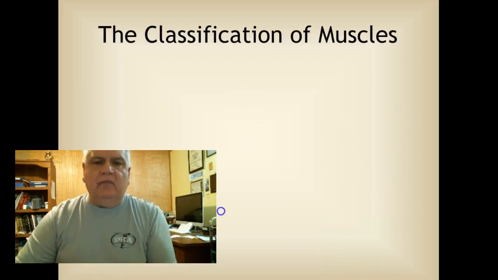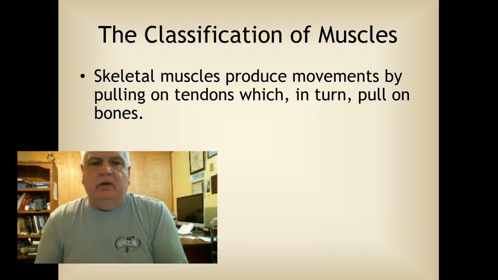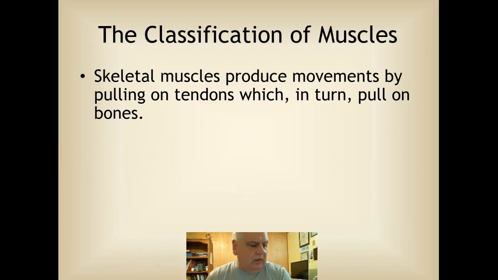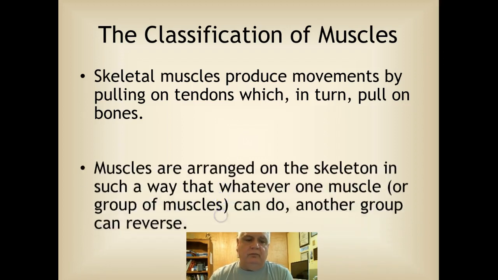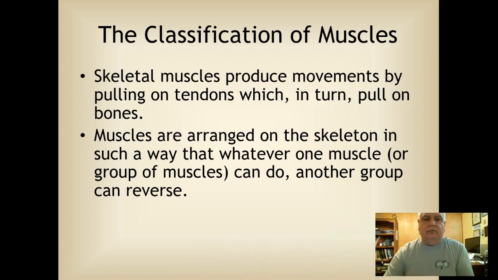All right. And that takes us to our fourth principle that we want to talk about in this PowerPoint, and that is the principle of naming the skeletal muscles. To understand naming, we're going to look first of all at classification. Skeletal muscles produce movements, we know, by pulling on tendons, which in turn pull on the bones. When we look at the muscles on the skeleton, they're arranged in such a way that whatever one muscle or group of muscles can do, another group can reverse.